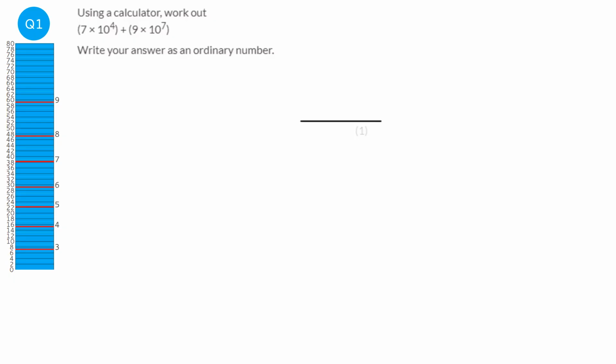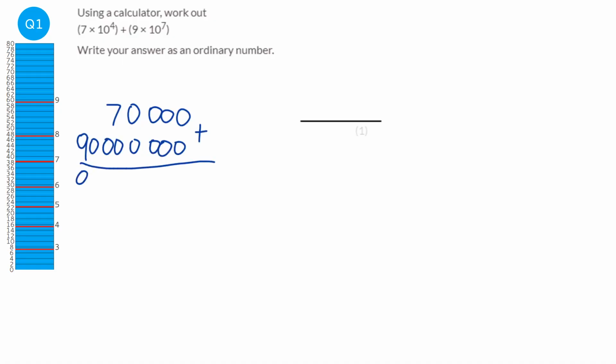Enjoy! So 7 times 10 to the power 4 is going to be 70,000. And 9 times 10 to the power of 7 will be 90 million. And so when you add them together, you get 90,070,000.